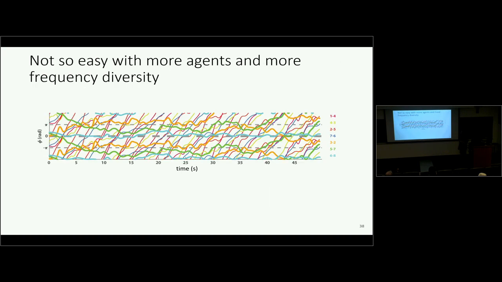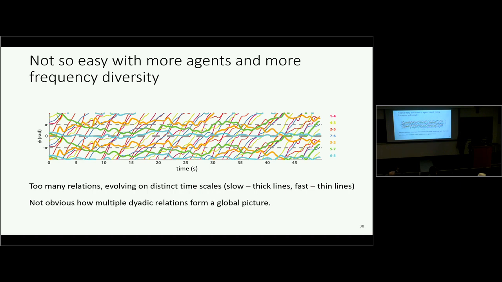Well, if we go to 8 people, we can describe them by 7 different relative phases. You can immediately see it's a bit of a headache. The reason is, first of all, there are too many relations. And they also evolve on very different time scales. The flatter lines, which I thickened, are evolving on slower time scales. And in the background, there are steeper lines that are evolving on much faster time scales. Even if I plot these on separate axes, splitting them into 7 different axes, you still wouldn't be able to tell how these dyadic relations are actually forming a global structure.